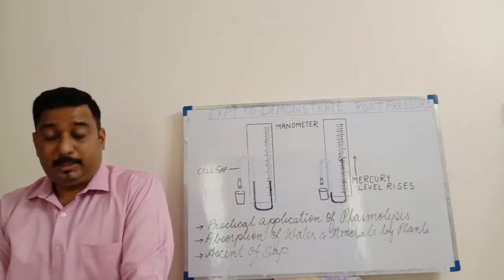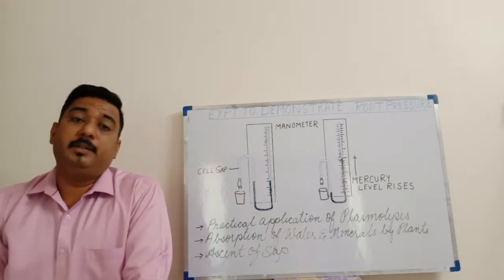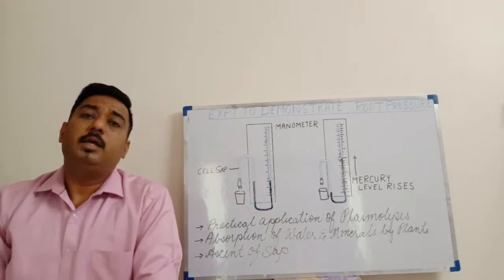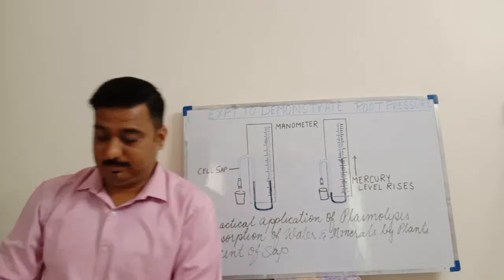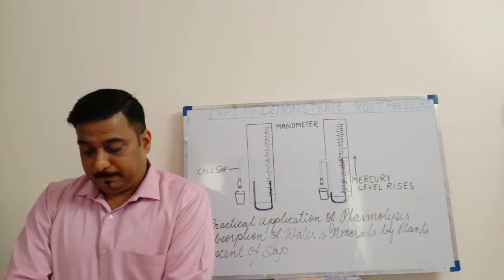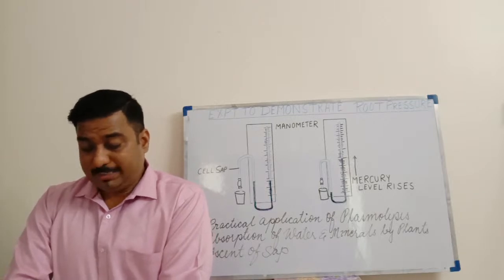So root pressure cannot do this for tall plants, but it is helpful in the upward movement of water in the case of herbaceous plants, which have short height. It also shows seasonal fluctuation.